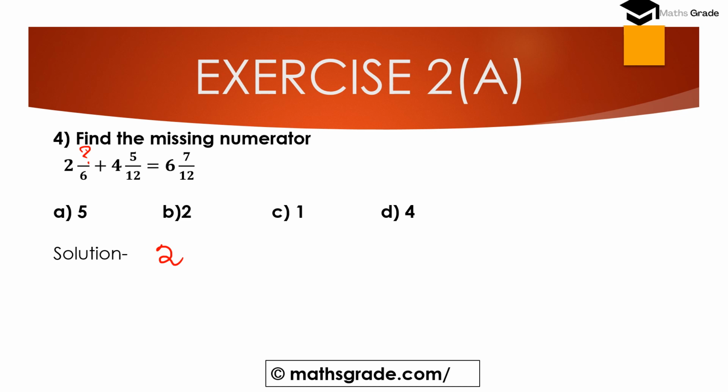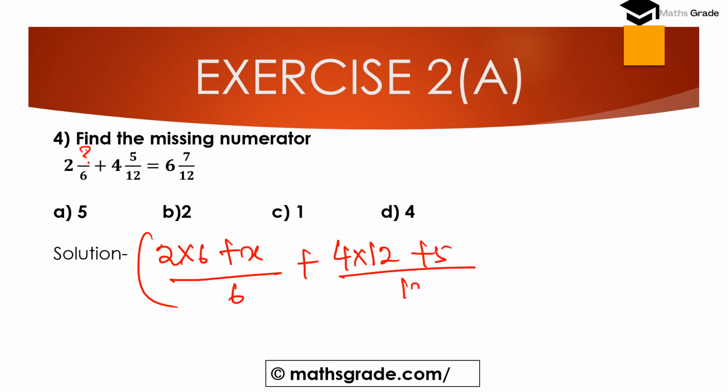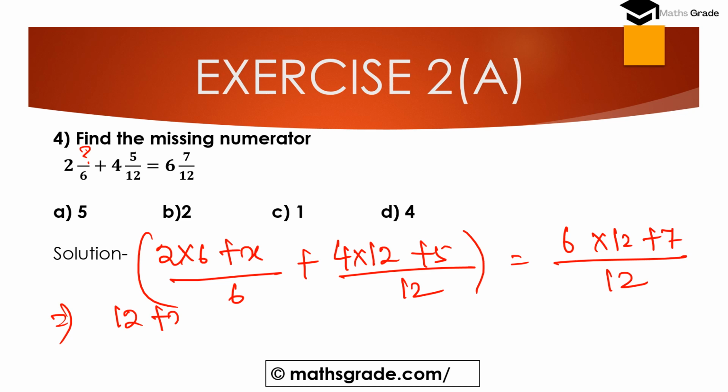So 2 multiplied with 6 plus x divided by 6 plus 4 multiplied with the denominator 12 plus 5 divided by 12 equal to 6 multiplied with 12 plus 7 divided by 12. 2 6 are 12 plus x. 12 plus x divided by 6 plus 12 4 are 48 plus 5, 43 divided by 12. 12 6 of 72 plus 7 is 79 divided by 12.